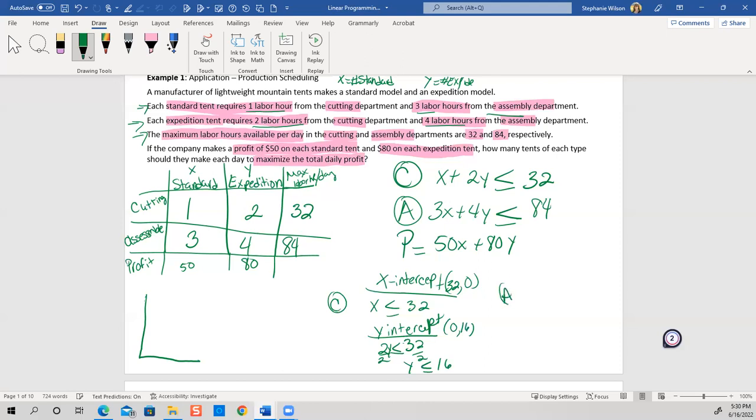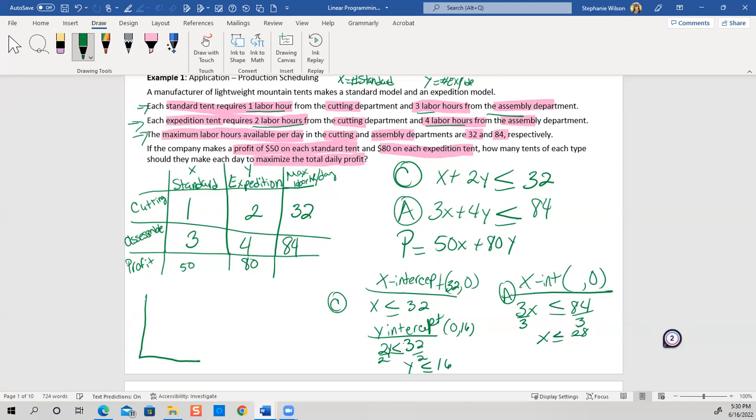Then come over here and find A, and let's do the same thing. I'm going to plug in 0 for y to find the x-intercept. I'm left with 3x is less than or equal to 84. Let's divide by 3. That gives me x is less than or equal to 28.